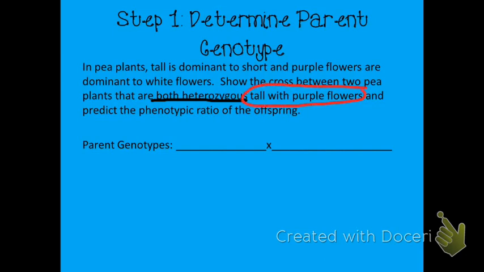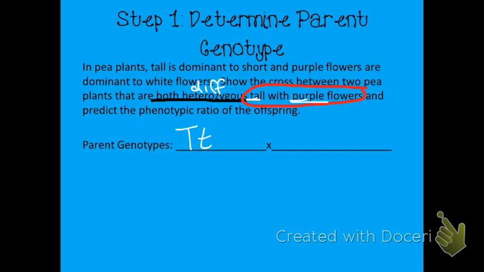You should be thinking in your head that heterozygous means different. So these are going to be different letters, meaning a capital and a lowercase. And so when we look at our phenotypic ratio, we should get that tall is dominant and purple is dominant too. So let's start off with our first trait, which is tall. If tall is dominant and we have a heterozygous tall plant, we know that our letters are going to be capital T, lowercase t, because they have to be different. We have to have a capital and lowercase for it to be heterozygous.